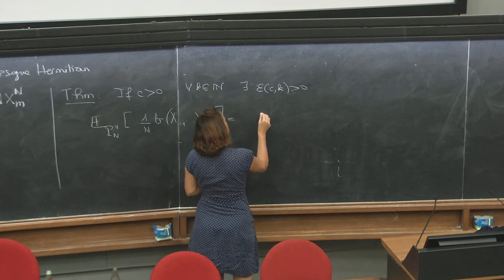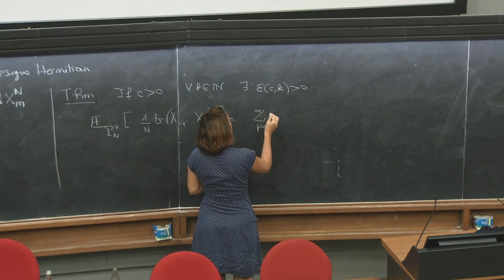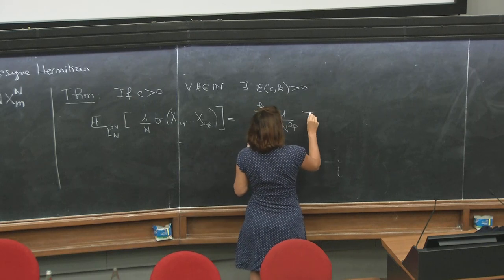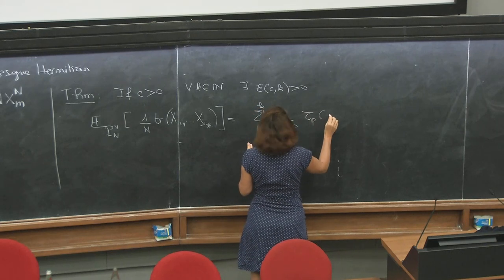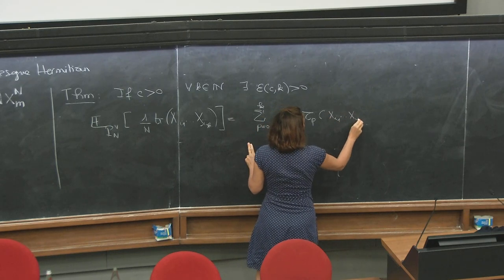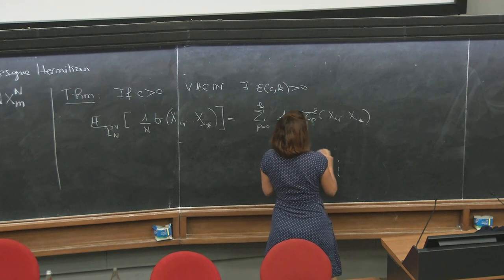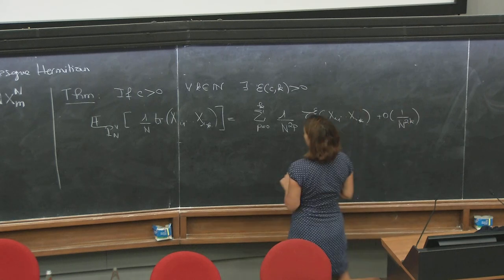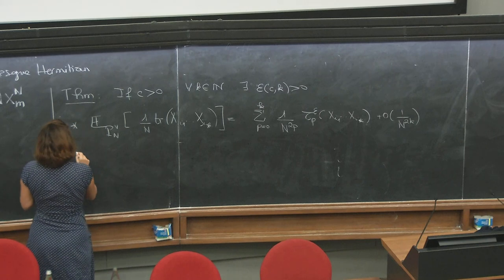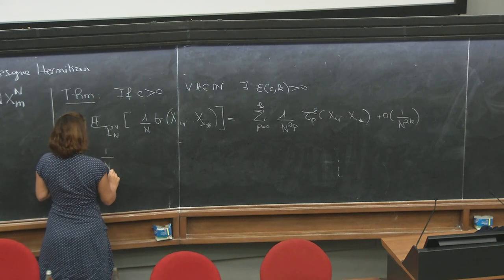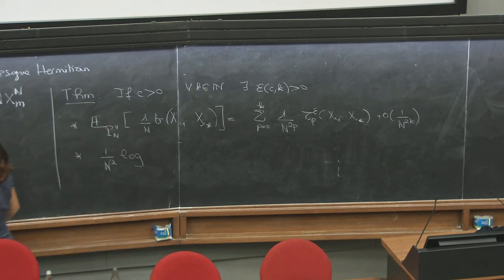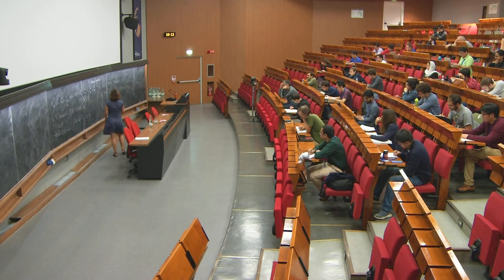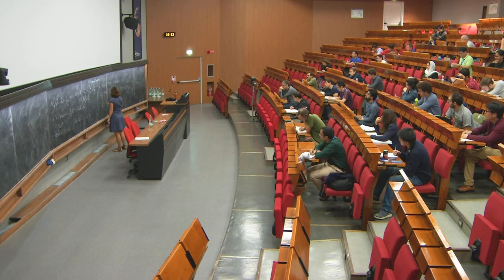will expand, so it will be the sum for p from 0 to k of 1 over N to the 2p times something that I will not name, τ_ε^p of X_{i_1} ... X_{i_k}, so it depends on epsilon, plus small o of 1 over N to the 2k. And also, if you look, for instance, at the free energy, the partition function here is a normalizing constant for this probability measure. So you have also the same type of expansion.